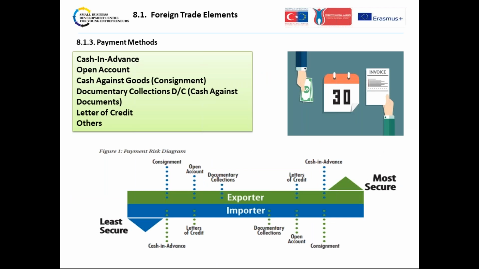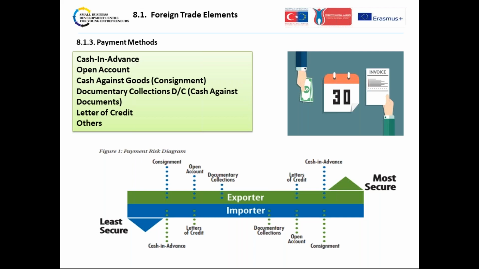And this is, for me, the most important issue in export: payment methods and delivery methods. Let's start with the payment methods that you can use in your export. Mainly, we can say cash in advance, open account, cash against goods, documentary collections, and letter of credit, and others. Of course, this list continues over time, but as I said, we are trying to use the most common methods in the world. So you will always face these payment terms in the future.